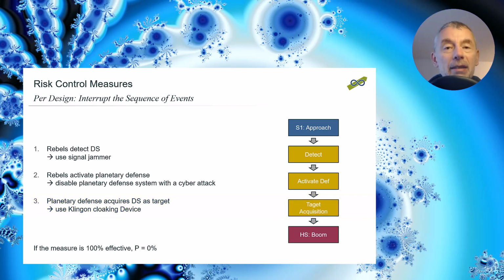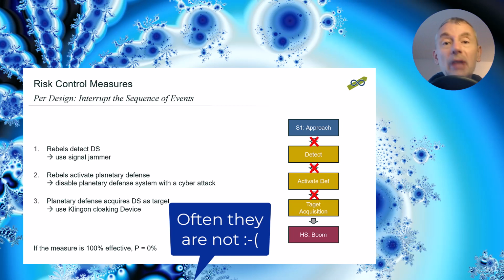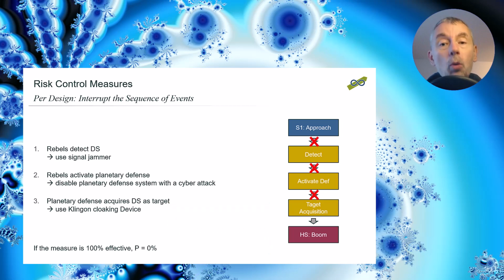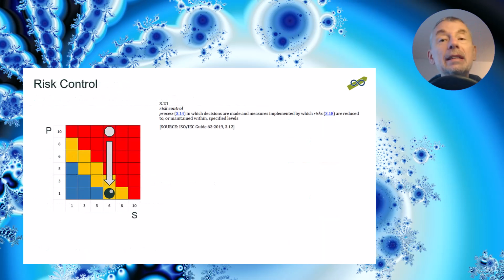And you see, this whole risk control measures by design, they actually aim at interrupting the sequence of events, so that one of these events which would then lead to the hazardous situation is just not happening. So if the measure is 100% effective, well, the probability goes down to 0. Now, even if the probability goes down to 0 in this case, doesn't mean you're already in the safe area. It's still going to be a yellow risk, so you still have to do more to mitigate the risk. But that's the basic mechanism.